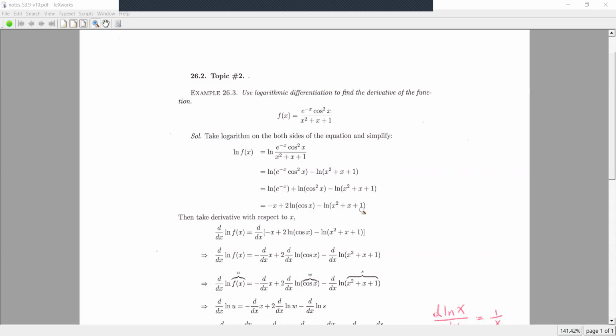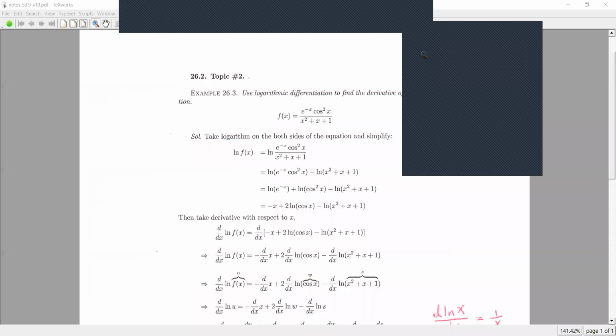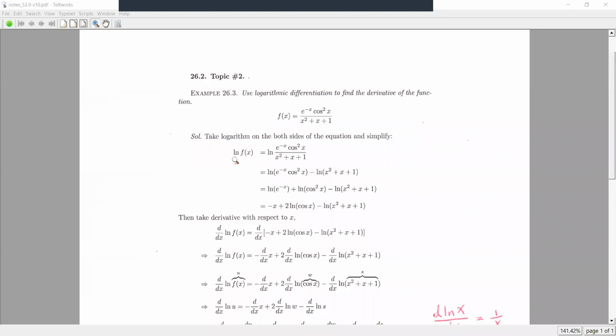Next, I take derivative on both sides of this equation. Take derivative on the left side and on the right side. Then I have this equation. Apply the summation rule and the subtraction rule. Then I have this equation. Next, I want to simplify the functions. This function, and this function.